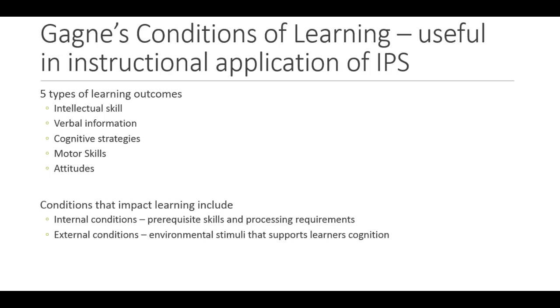Okay, so here are his 5 types of learning outcomes, and he says the conditions that impact learning include the internal conditions. This is internal to the learner, so do they have the prerequisite skills and the ability to process what it is you're giving them? Do they have the capability to process? And so things like attention deficit, other learning disabilities can be an internal condition that will slow down or hinder the learning process. Those are internal conditions that impact learning.